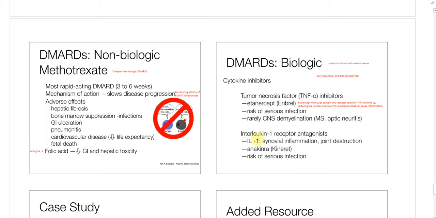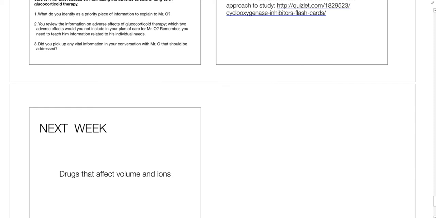For interleukin-1 receptor antagonists, the purpose here is to prevent synovial inflammation and joint destruction, which kind of goes for everything here. The medication here is anakinra, and the only thing to remember is that it blocks interleukin-1, and you have a risk of serious infection. And that's it.